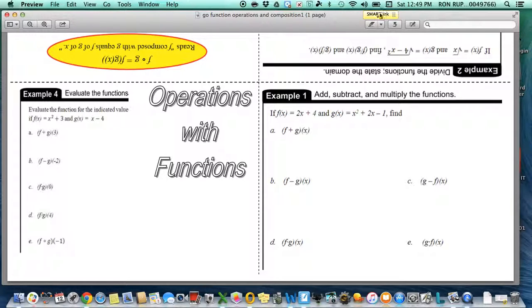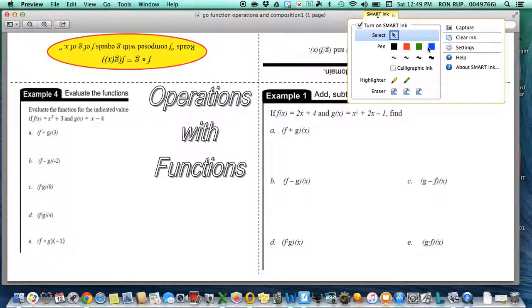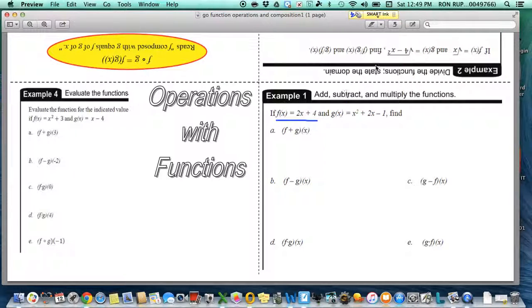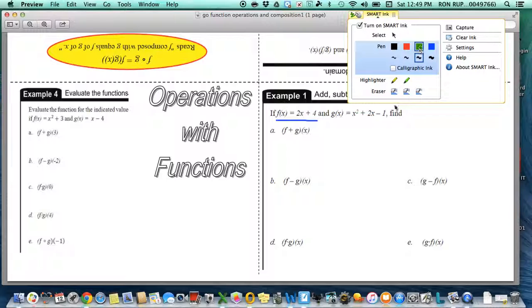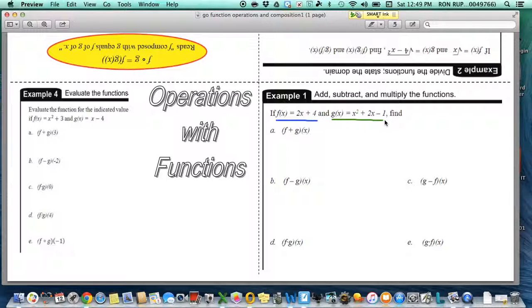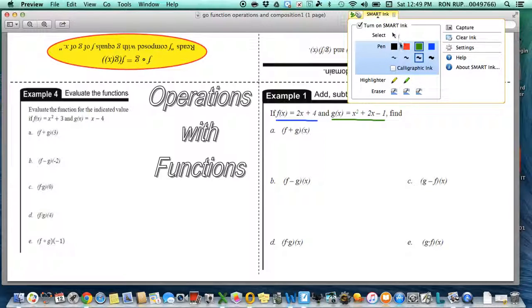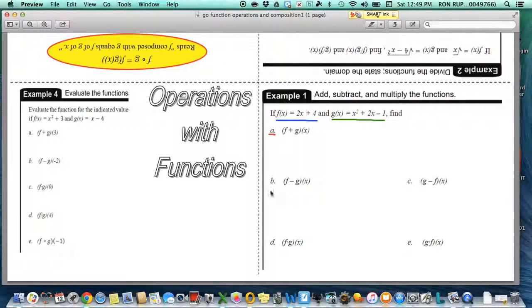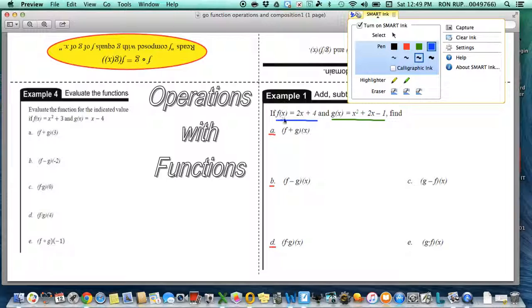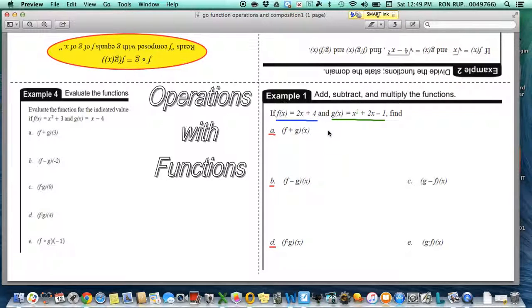If I have f of x in blue is 2x plus 4, and g of x in green, and that's x squared plus 2x minus 1. I want to know what will happen if I add them together, subtract one from the other, or multiply them by each other. So let's start with addition. When you have addition and subtraction and multiplication, you are just going to do the operation, but substitute the function in.